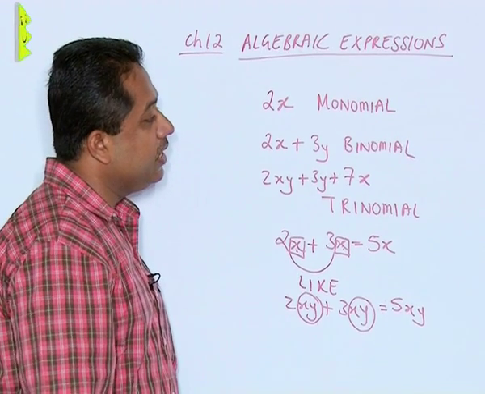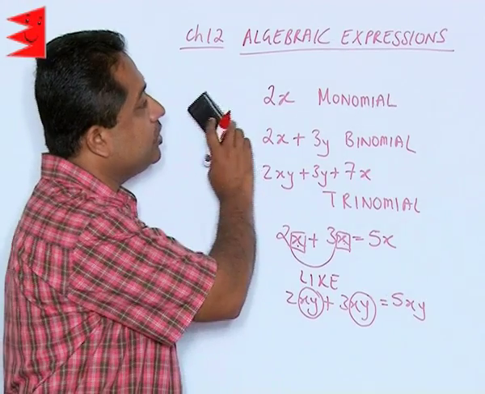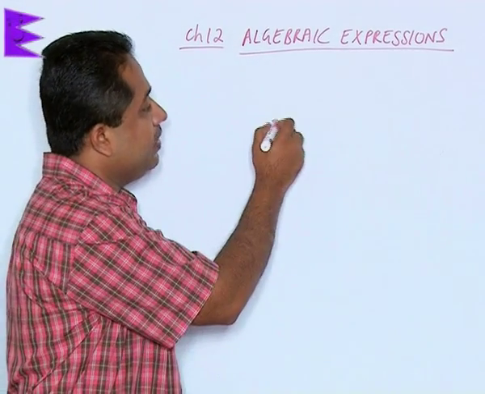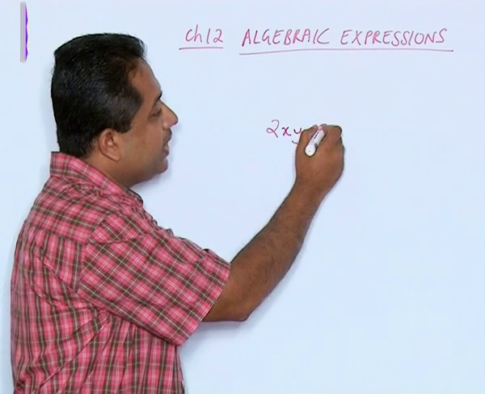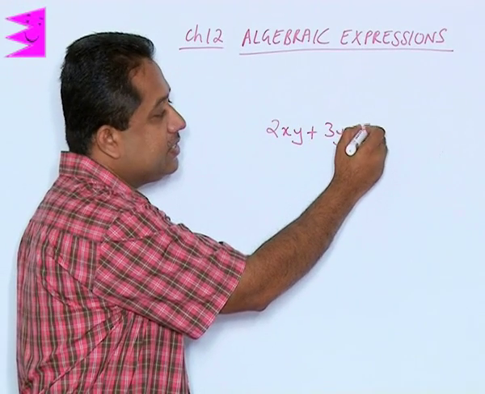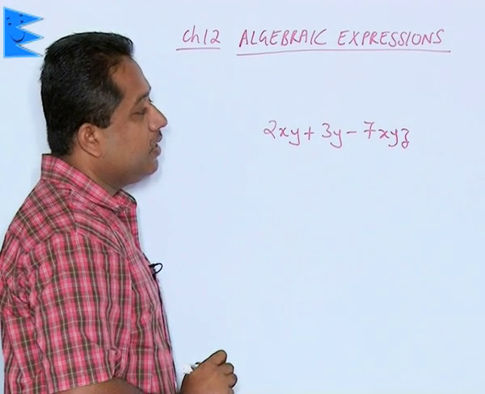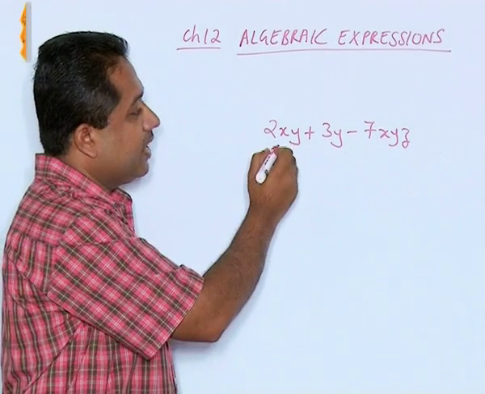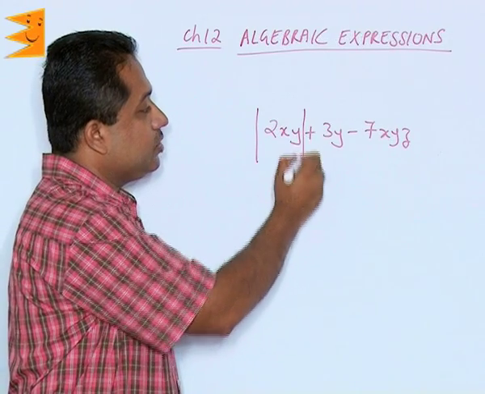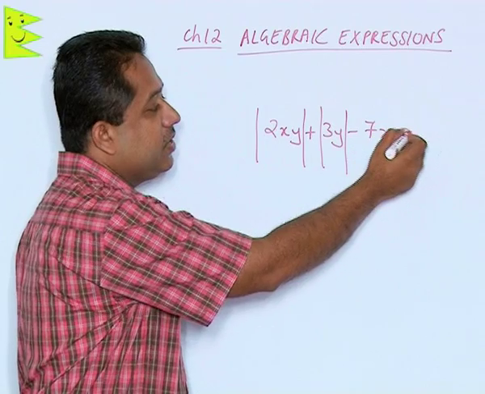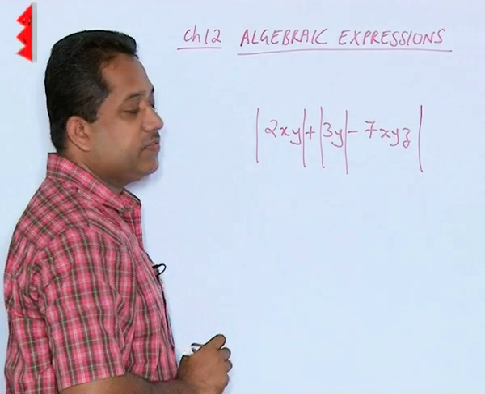Now, what about finding the terms and coefficients? If you want to see what are the terms and what are the coefficients of an algebraic expression, let us say we are given 2xy plus 3y minus 7xyz. Now, what are the terms here? There are three terms here. The first term is 2xy, the next term is 3y, and the next term here is minus 7xyz.